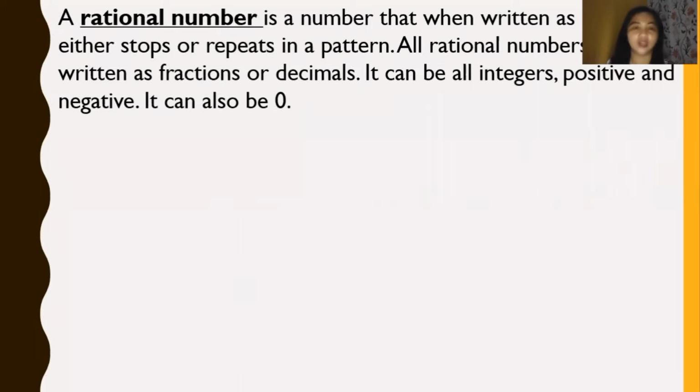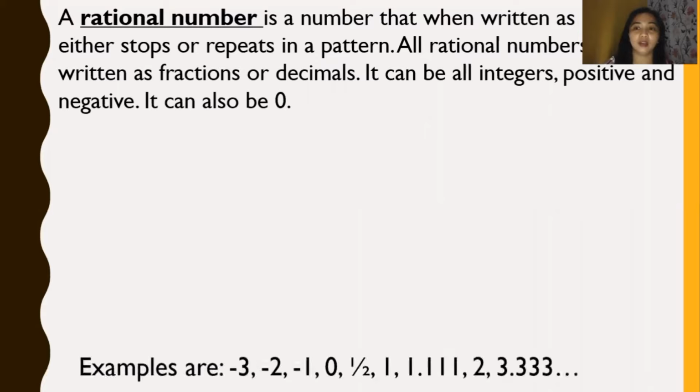Now we start with rational number. It is a number that when written as decimal, either stops or repeats in a pattern. All rational numbers can be written as fractions or decimals. It can be all integers, positive and negative. It can also be zero.